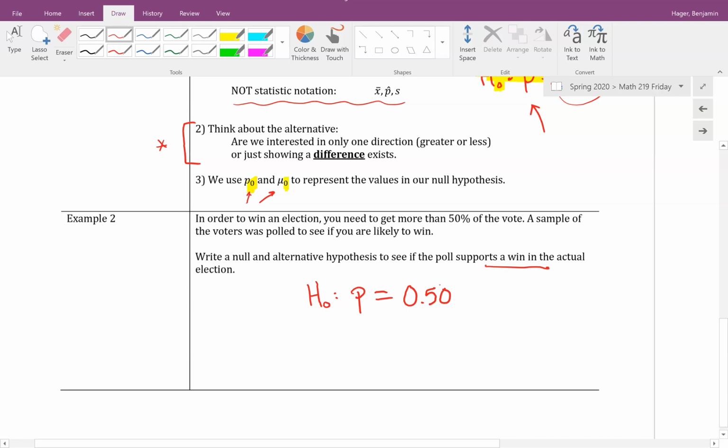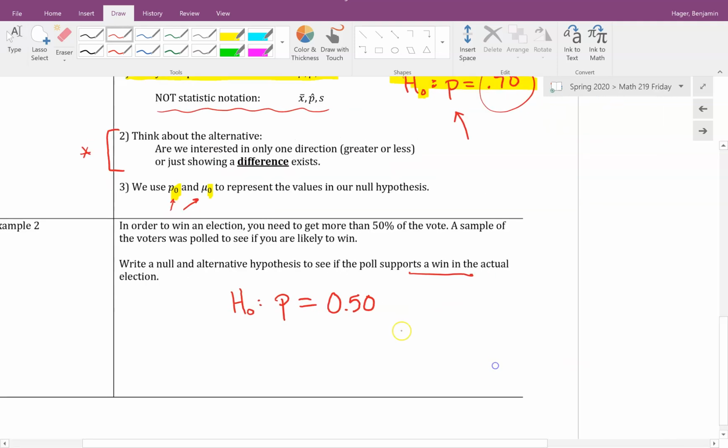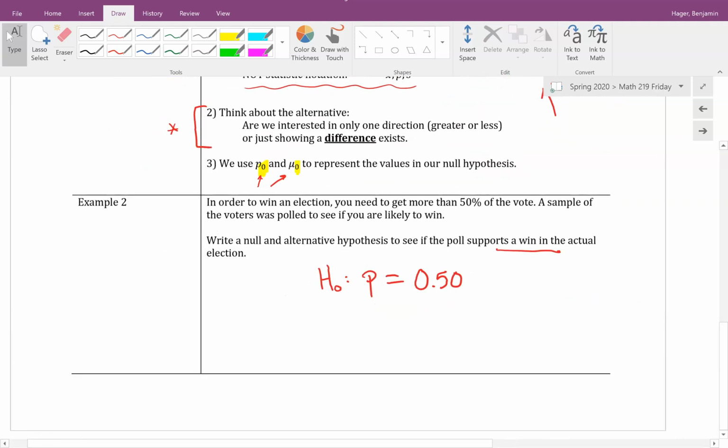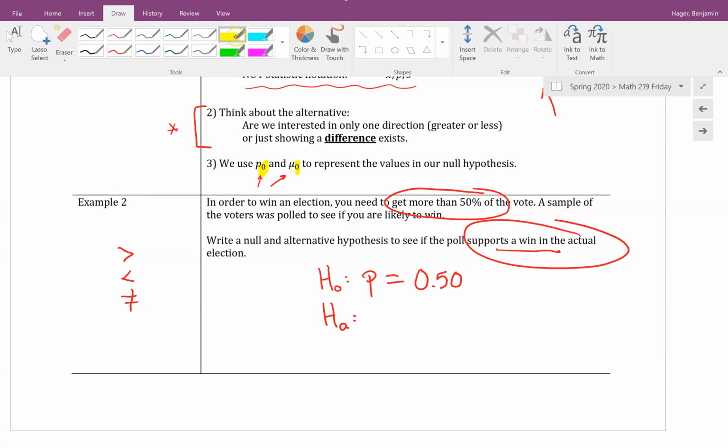Okay, only 50%, or actually it could be less, because we'll see that it's the complement, basically, of what we write for our alternative. The alternative, the thing we are trying to test, or that we're hoping is true, is that we get a win. To get a win, I've got to get more than 50%. So of your choices, greater than, less than, or not equal to, which one goes with more than 50%? It's greater than. So my alternative would be that the proportion is greater than 50%.